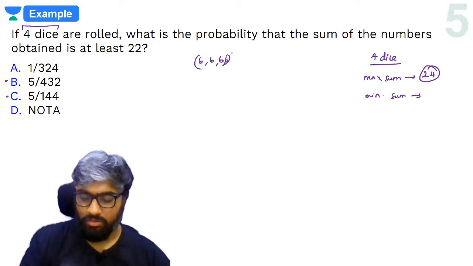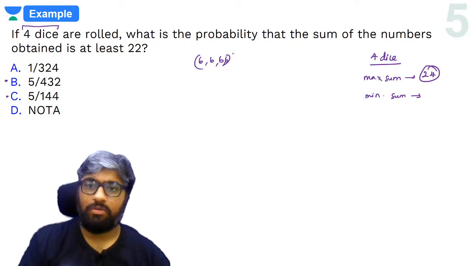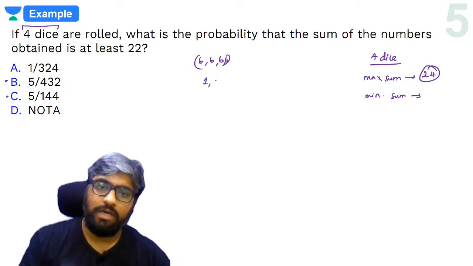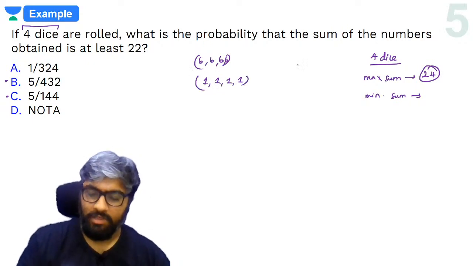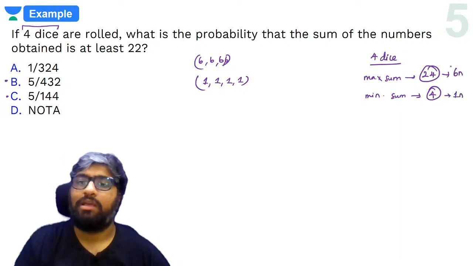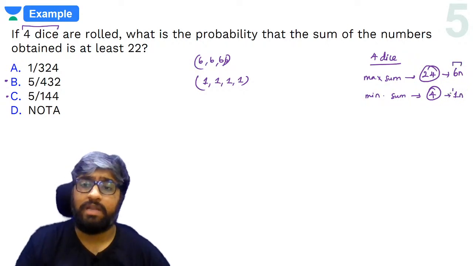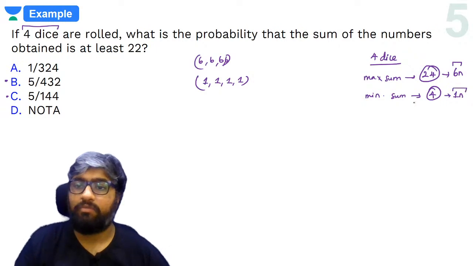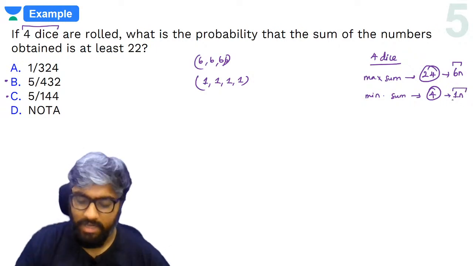It won't be 1. The minimum you can get is what? 1, 1, 1, 1. Correct. That means the minimum is 4. So maximum will be 6n, minimum will be 1n. Are you understanding? Maximum is 6n, n is the number of dice, and minimum will be n, that is the number of dice. Good.